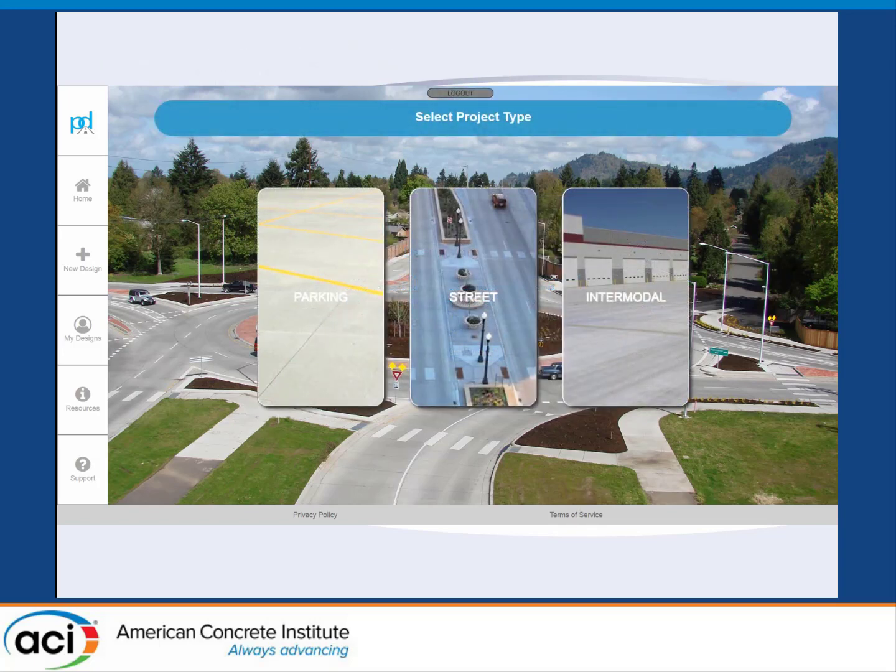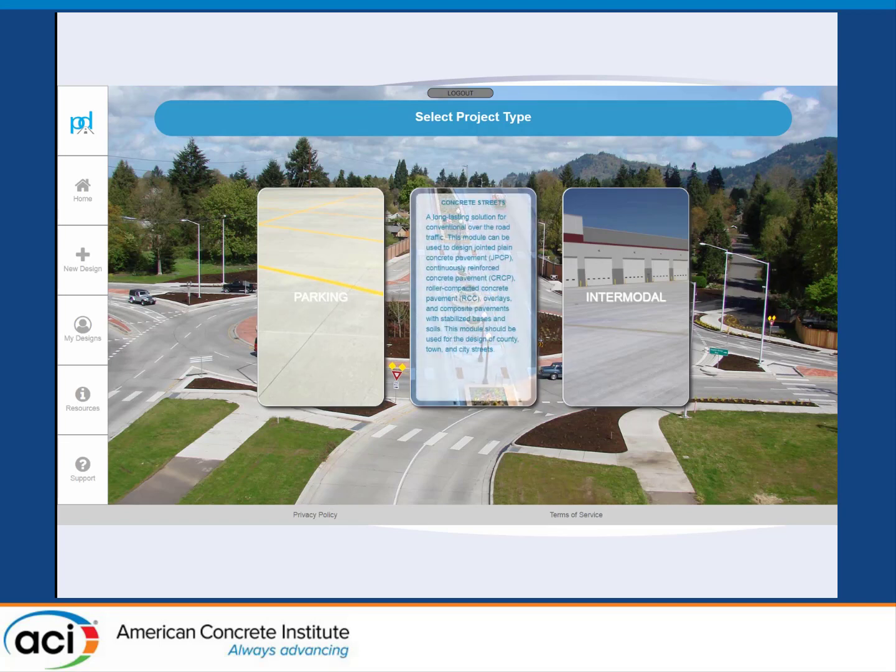Once we click on Start Designing, we're brought to the next screen where we can determine what type of project we're doing. Are we talking about a parking lot, where we talked about the ACI 330 guides? Are we talking about a street and a local road, where we talked about the 325 design guides? Or are we talking about an intermodal industrial facility, which we covered with the 330 design guides? Each of these tiles has a little flip screen that gives you more detail on what's featured within that project type.